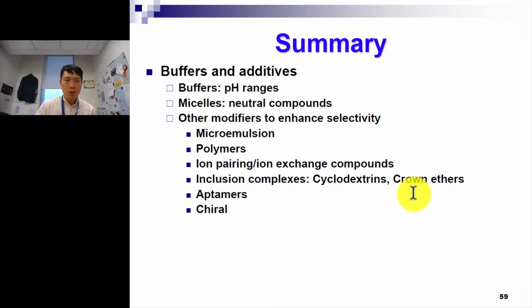So as a summary here, we talked about the different kinds of buffer with different pH working ranges, and also different micelles, how they affect neutral compounds, other kinds of modification to enhance the selectivity and also the resolution in CE here. Of course, we talked about the microemulsions, polymer ion pairing exchange, different kinds of association and dissociation constants, the kinds of CD, cyclodextrins, crown ether, the guest and host chemistry, and of course, aptamers in the last lecture, and now the chiral separating agent.